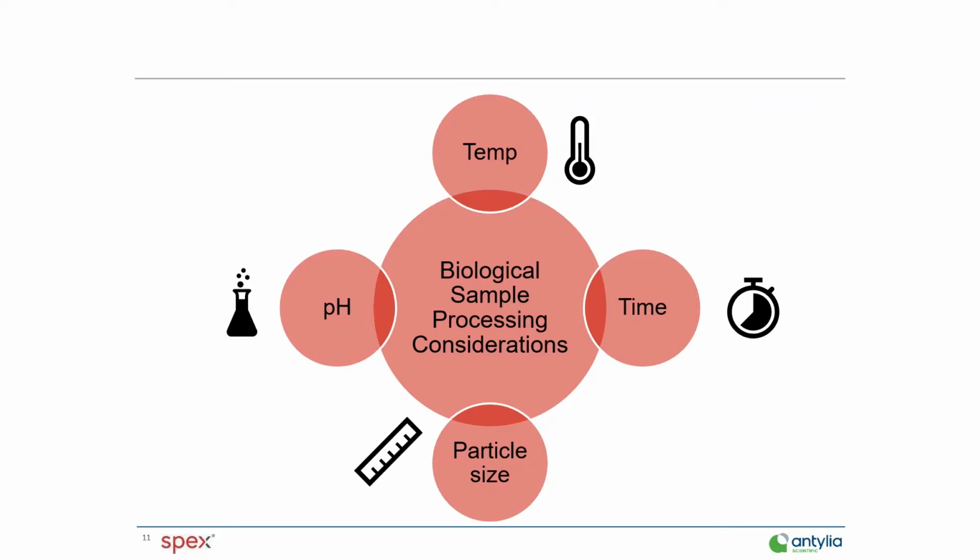In doing homogenization, I want you to keep in mind some sample processing considerations. They are basically temp, time, particle size, and pH. And for today's discussion, we're mostly going to be talking about temp, time, and particle size.